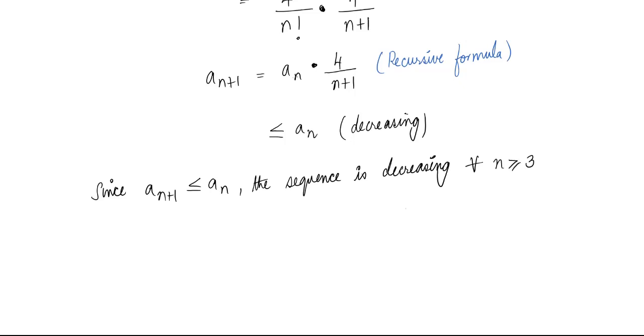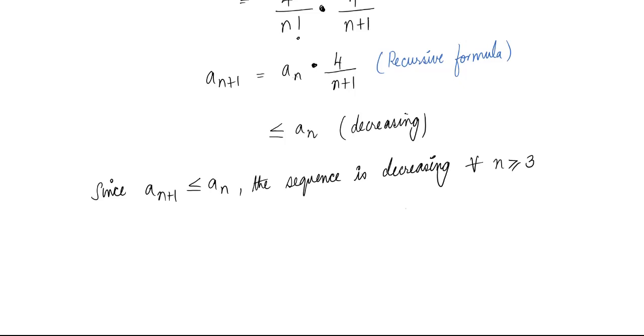Oh yes, now by the way, let's understand that this n greater than or equal to 3 is crucial, right? If n is 3, let's test it at 3. If n is 3, this will become 4 over 3 plus 1, so 4 over 4. So an plus 1 is the same as an, that's what we got, right?